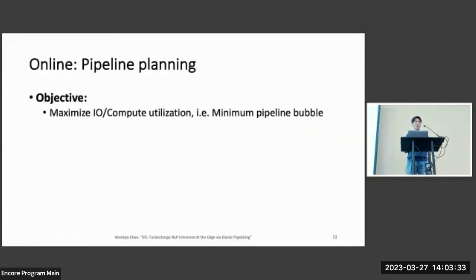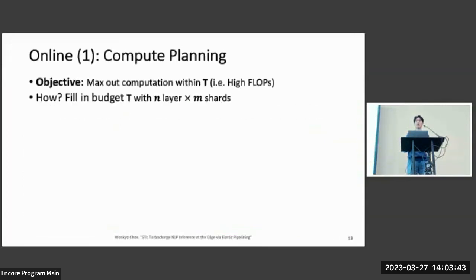So with sharded models, the system is now able to plan and execute the task pipeline. To do this, we propose elastic pipeline planning, which is divided into two stages. So the first stage is compute planning. The goal is to max out the computation within the target latency. So how we do that, the system searches for the sub-configuration, or sub-model, of n layers by m shards and fills this sub-model into the time budget.